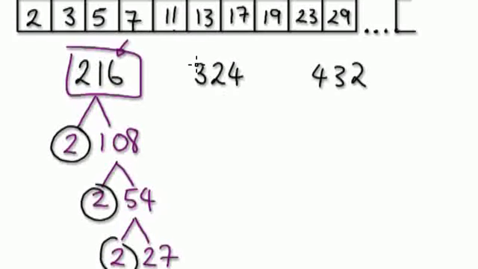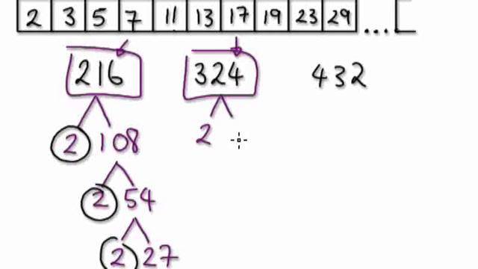Now break up this number now. Well, we can break it up as a 2 here. This 4 here is an even number, so let's try and break it up as a 2. So this will be 162. Okay, 162. And then this is an even number, so let's break it up with another 2. So this one would be 81.